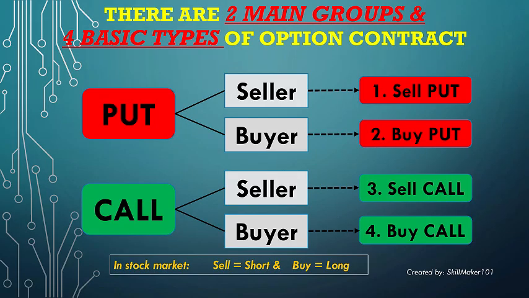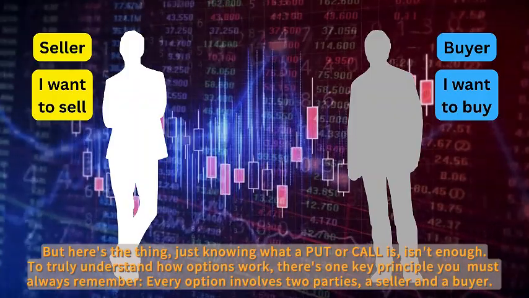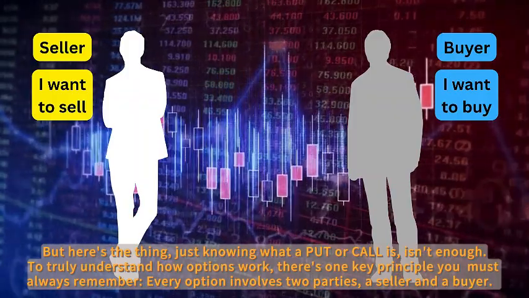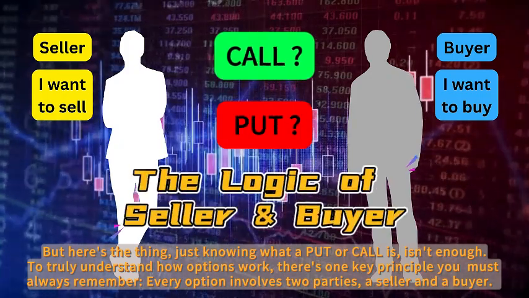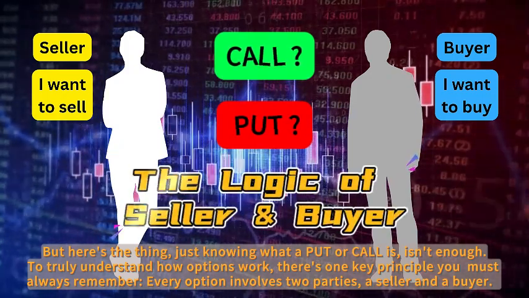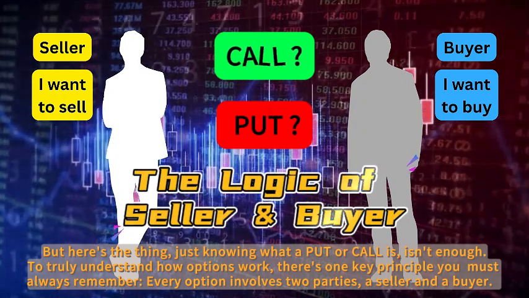In my first video, a quick introduction to options trading, I explained that there are two main types of options, the put and the call, and also the four basic types of options trade: sell put, buy put, sell call, and buy call. But here's the thing, just knowing what a put or call is not enough. To truly understand how options work, there is one key principle you must always remember, that is, every option involves two parties, a seller and a buyer.